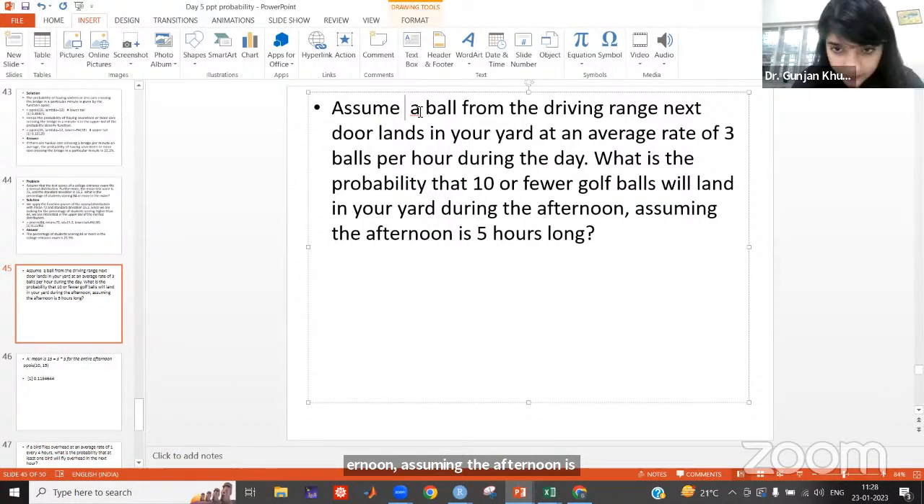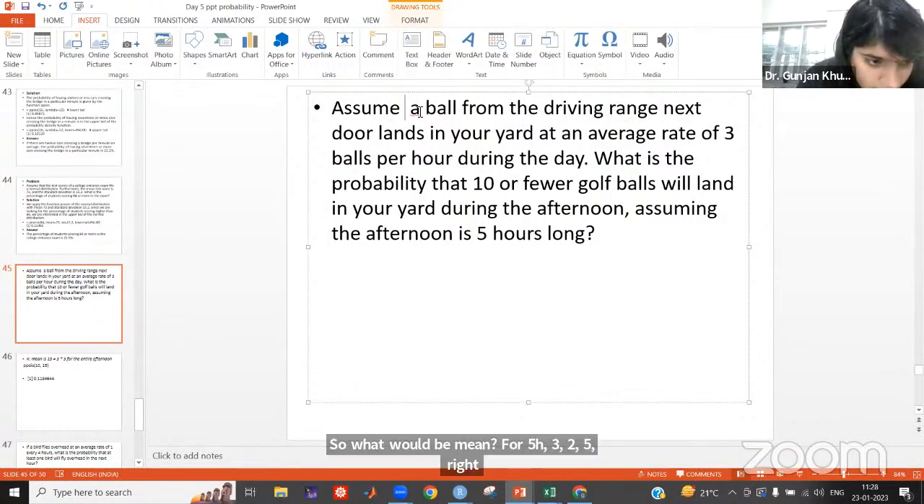Since you have to calculate it throughout the afternoon, and the afternoon is 5 hours long, and you are given the mean for 1 hour as 3, what would be the mean for 5 hours? 15, 3 into 5, right? 15. Yes. So what will you calculate now?